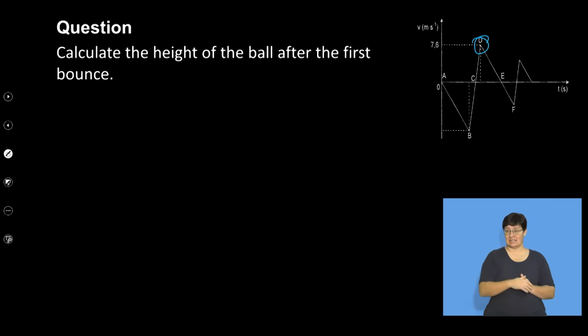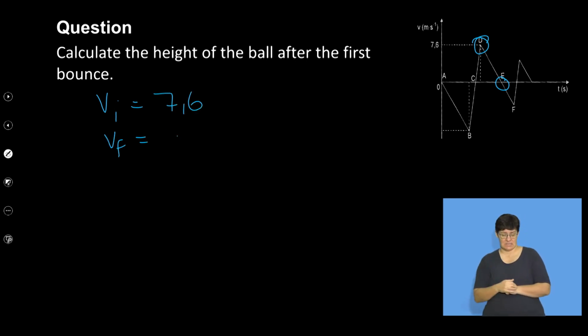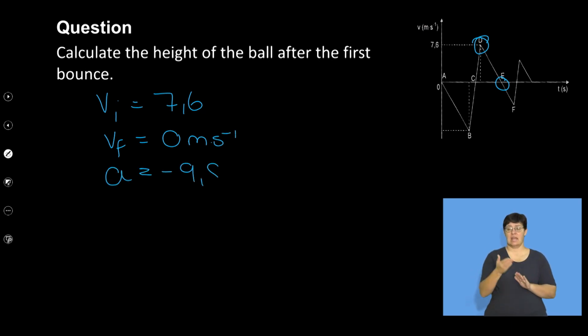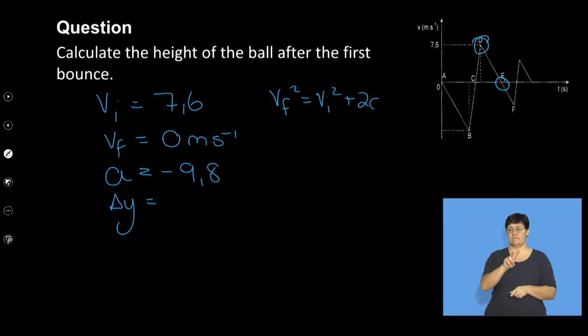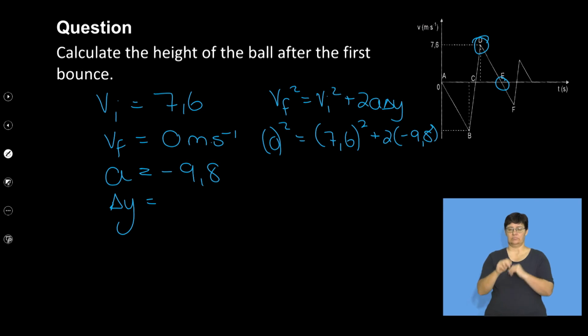The height, we know initial velocity when it leaves the floor. We know final velocity when it gets to the top. We know acceleration is minus 9,8. We want delta y. We don't know time. So we would use vf squared equals vi squared plus 2a delta y. We know that's 0. So 7,6 squared plus 2 times minus 9,8 delta y.